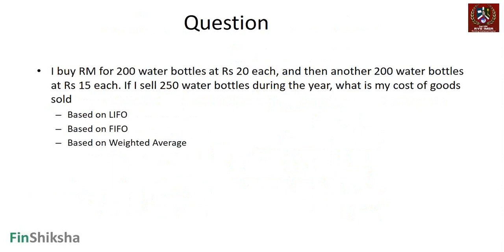As we end this section, there's a quick question. It's a variant of the earlier question we had done. I buy raw material for 200 bottles at 20 each, and then another 200 bottles now at 15 each. Earlier there was 100 at 25, and now the cost is going down. So this is a deflationary environment. Inflation is negative, right? If you're selling 250 water bottles during the year, what is your cost of goods sold based on LIFO, FIFO, and weighted average? Try this question as we end this section.